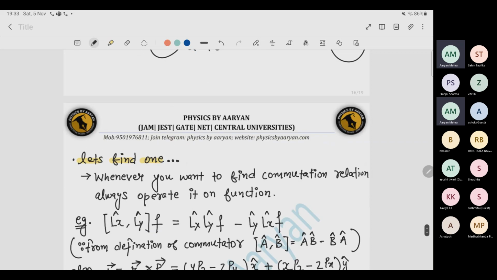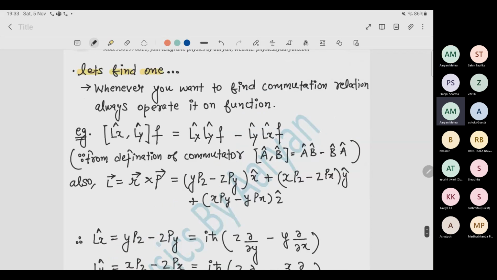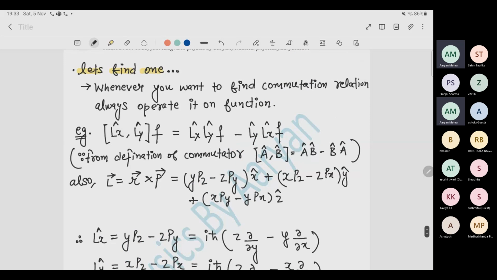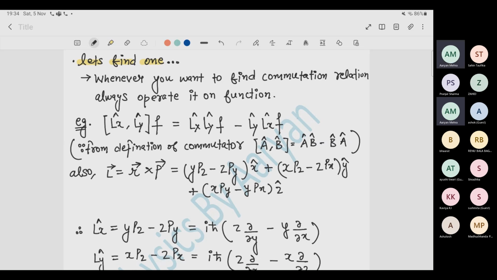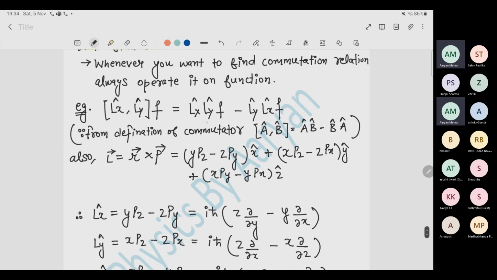Okay, so now let's move and find out how you actually find these commutation relations. So whenever someone asks you to find the commutation relation, the number one thing you should know is that the commutation relation is itself an operator, because we just discussed it. So operate it on some function f. In this line you can see it is operating: Lx Ly f minus Ly Lx f.